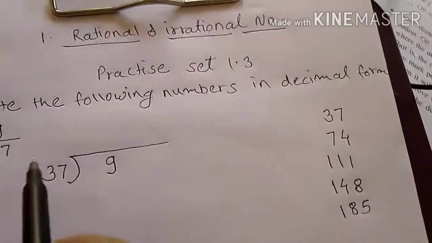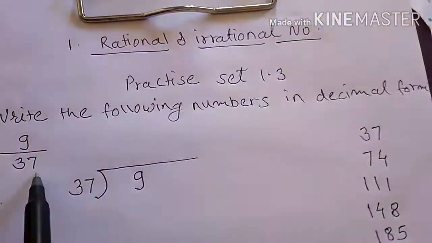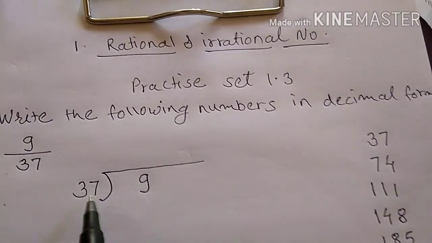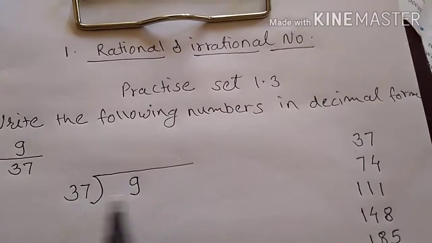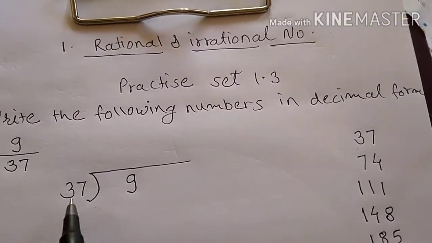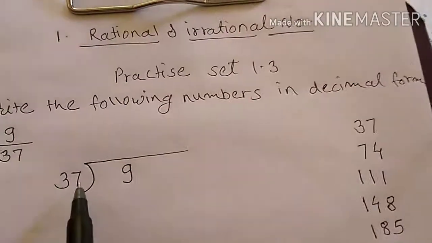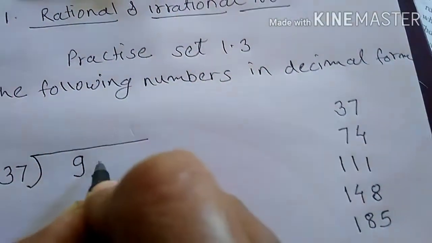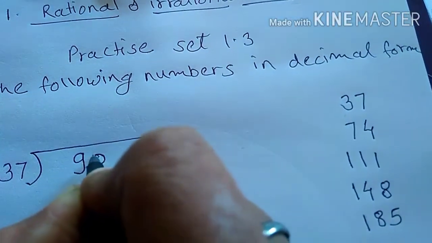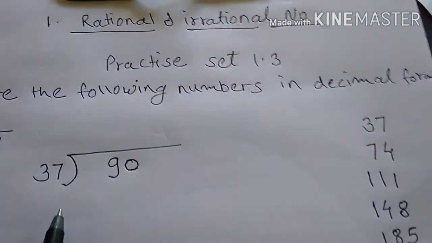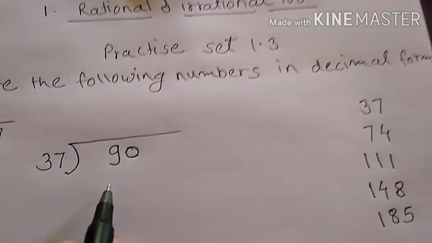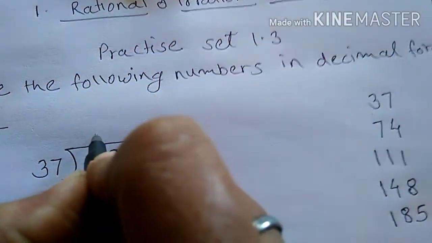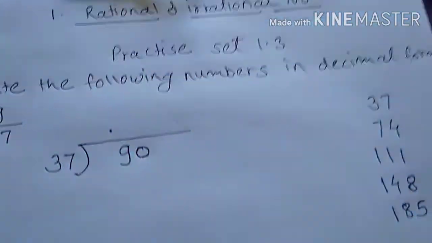The first example is 9/37. Here numerator is 9 and denominator is 37. We have to divide the numerator by the denominator. Numerator is a 1 digit number and denominator 37 is a 2 digit number. So to divide 9 by 37 you have to write 10 in front of the 9. But here we cannot change our question. So when we write 0 after 9, you have to put the point in your answer.